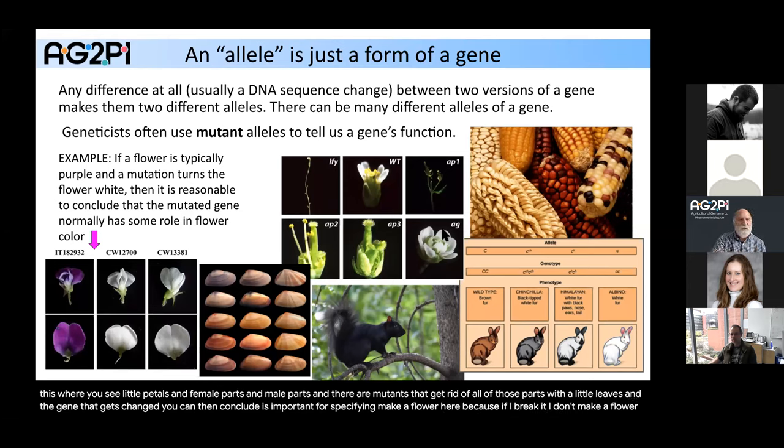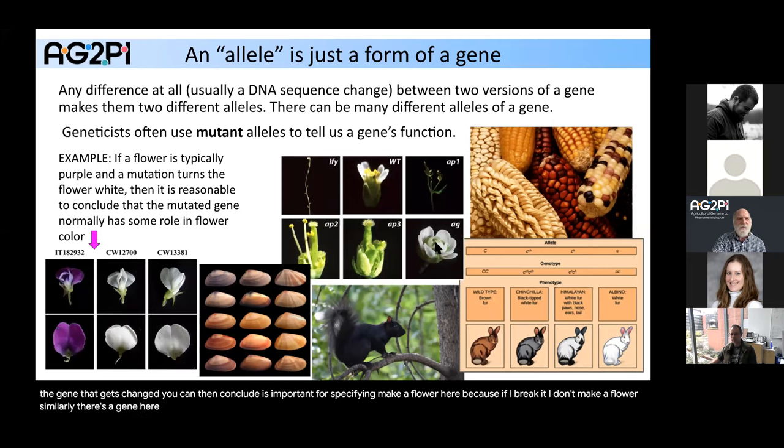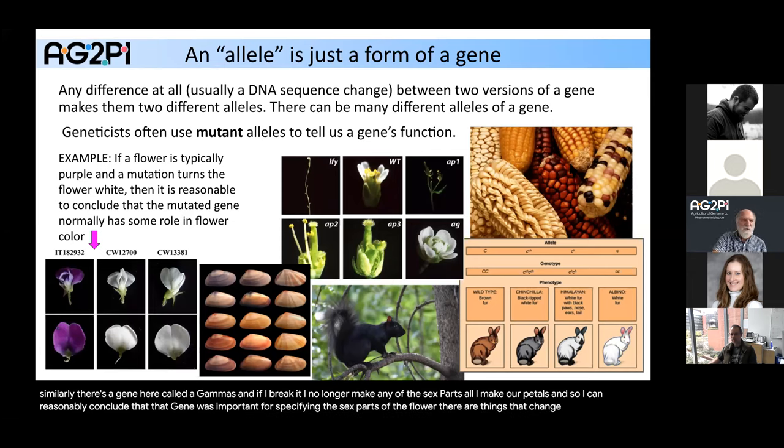Similarly, there's a gene here called agamous. And if I break it, I no longer make any of the sex parts. All I make are petals. And so I can reasonably conclude that that gene was important for specifying the sex parts of the flower. There are things that change the color of corn kernels. There are things that change the color of squirrels.